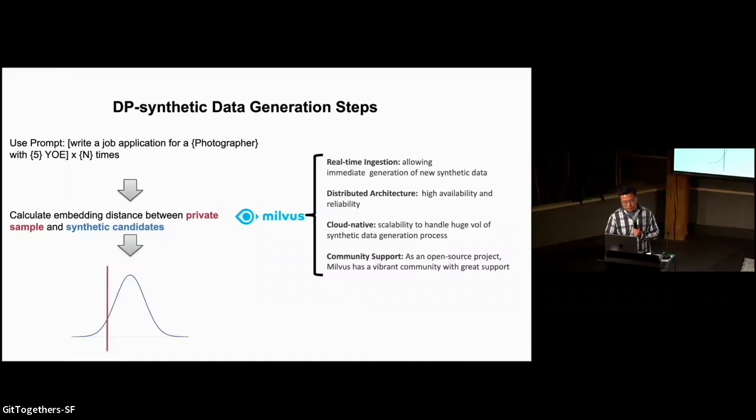Here, colored in red is our private dataset, the private sample embeddings, and the blue ones are the synthetic candidates. So we measure the distance between them and select the top, let's say 5 or top 10 candidates, that are more similar to the original private samples.